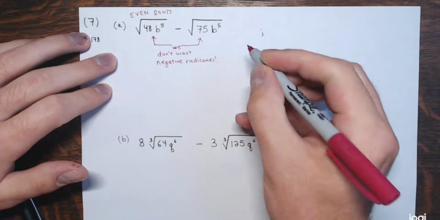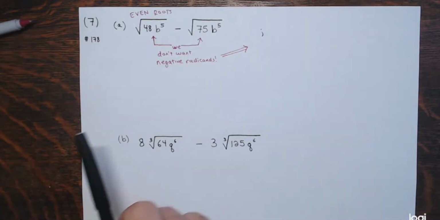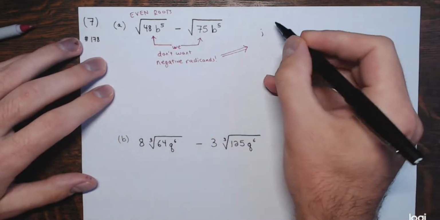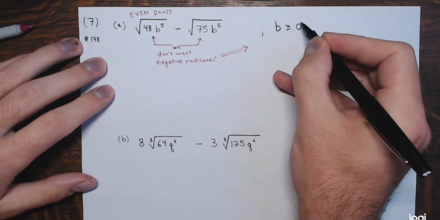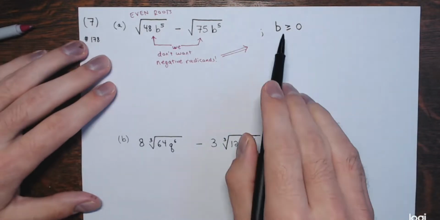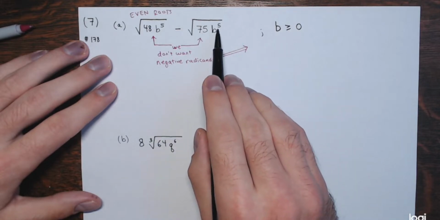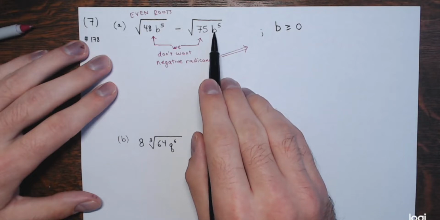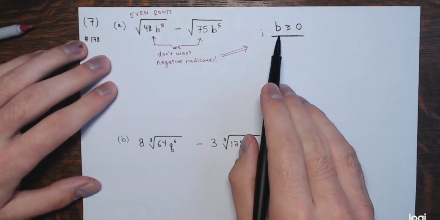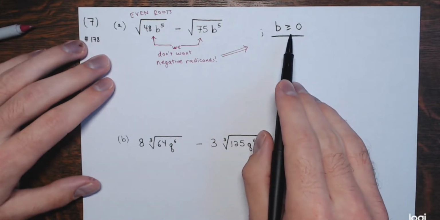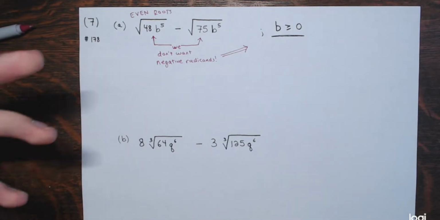So that leads me to the following statement. In order for these radicands to be not negative, b has to be greater than or equal to 0. Because if b were negative, b to the 5th would also be negative. Any negative number to an odd power would be negative. So that's why I'm saying this. And because b is non-negative, we won't need absolute value symbols when we simplify this. I'll still put them at first, but then I'll write it without.